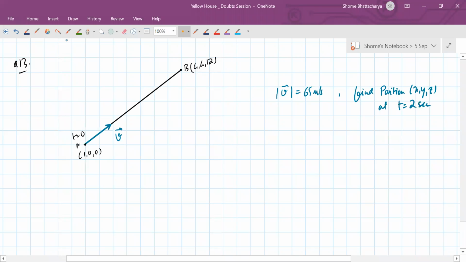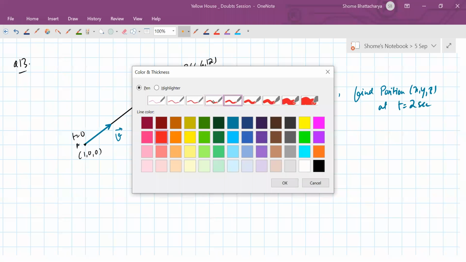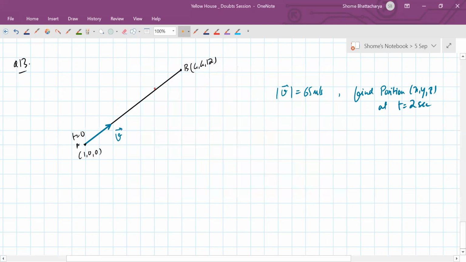Okay. So right now I don't know whether t equal to 2 seconds would have overshot this point or it would still be before that. So let's say it reaches somewhere here. It reaches some third point C at t equal to 2 seconds. This third point may well be beyond B also, I don't know, but it has some coordinates x, y, z which I need to calculate.